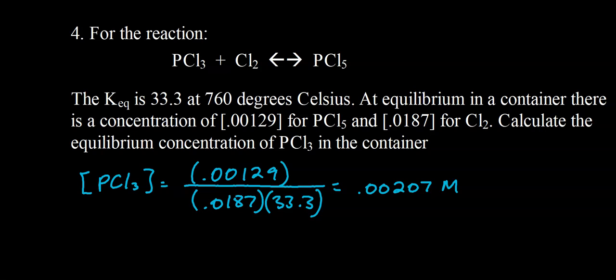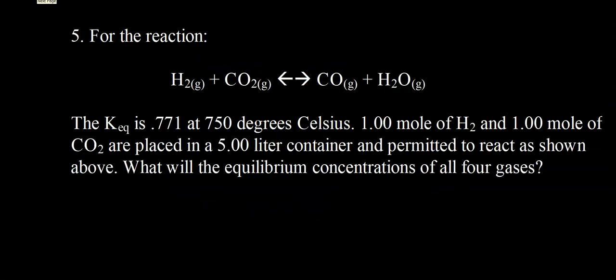All right, so this one, we already have equilibrium concentrations and we already have our equilibrium constant. So we don't need an ICE table, just rearrange. I start off with my equilibrium expression, K equals concentration of PCl5 over concentration of PCl3 times Cl2. Rearrange that to isolate concentration of PCl3, plug in my values, and I get 0.00207 molar.